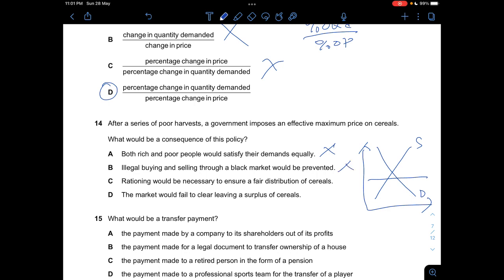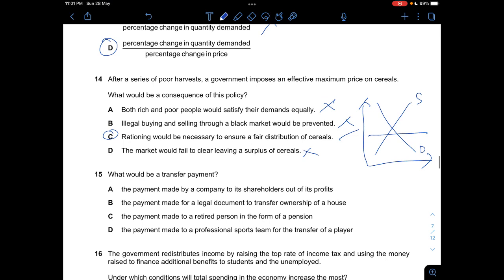C, it says rationing will be necessary to ensure a fair distribution of cereals. Yes, that's correct, because you'll have less supply and a lot of demand, so you have to ration the goods. D, it says the market will fail to clear, leaving a surplus of cereals. No, leaving a shortage of cereals, not surplus. That will be for minimum price. So the answer is C.